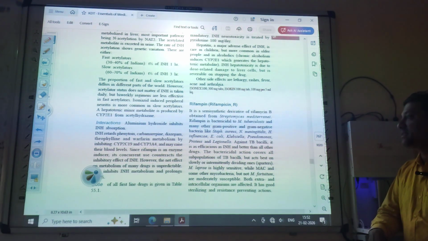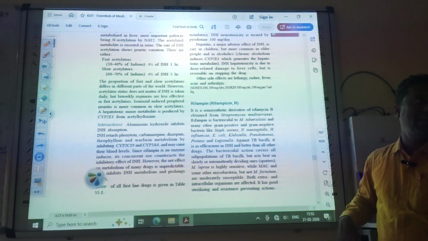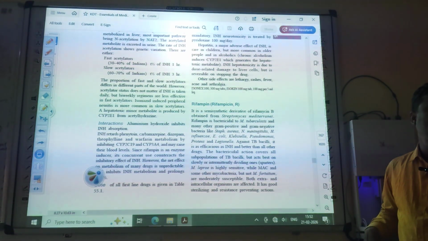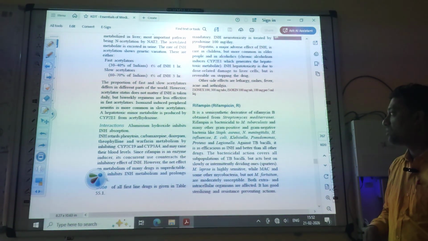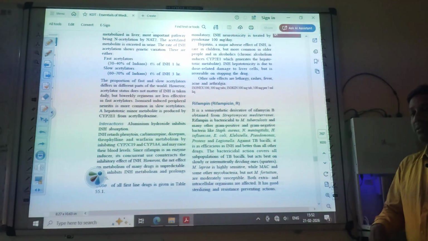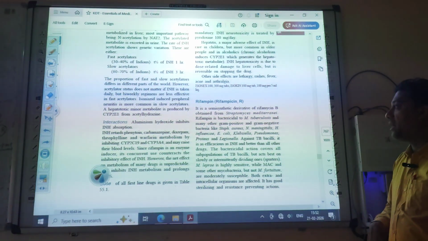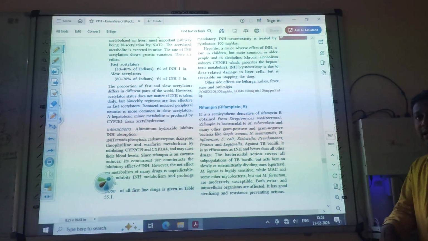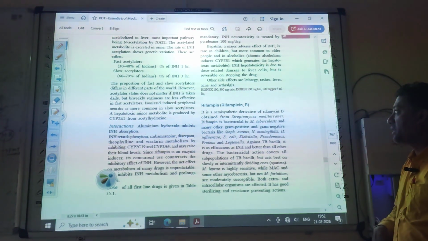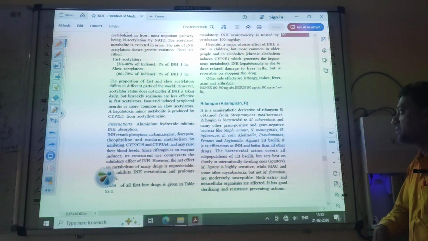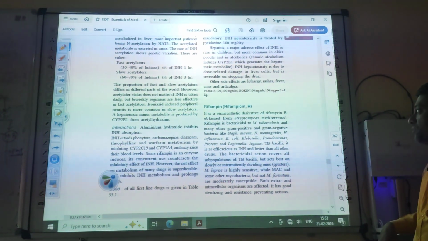Rifampin is bactericidal. Whether a drug is bacteriostatic or bactericidal, you have to mention it during the time of examination. The first line drug isoniazid is also bactericidal. Then rifampin or rifampicin, that is capital R, is also bactericidal to Mycobacterium tuberculosis.